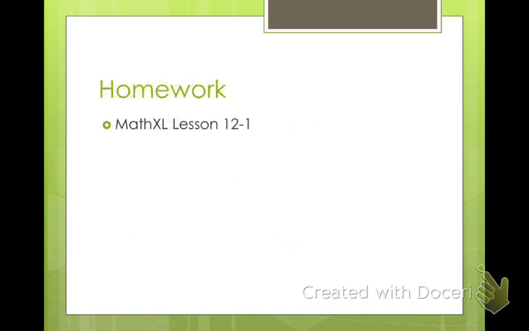Okay, and that's the end of the lesson. So I hope you enjoyed adding and subtracting matrices. They're super fun, and it's going to be a good chapter.